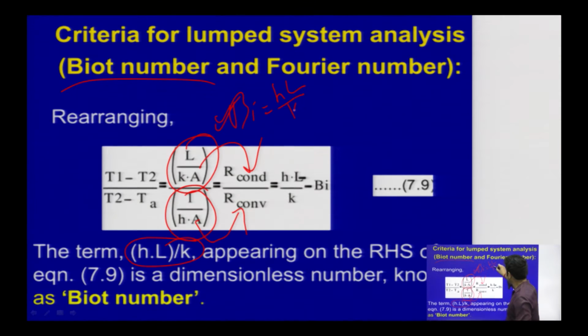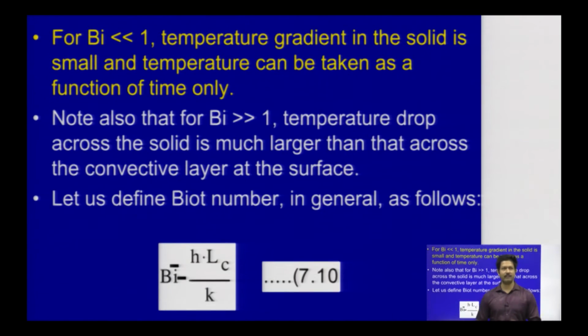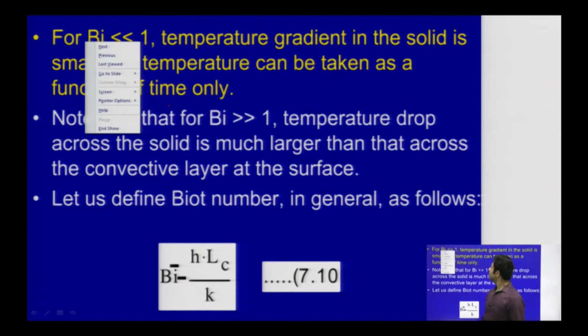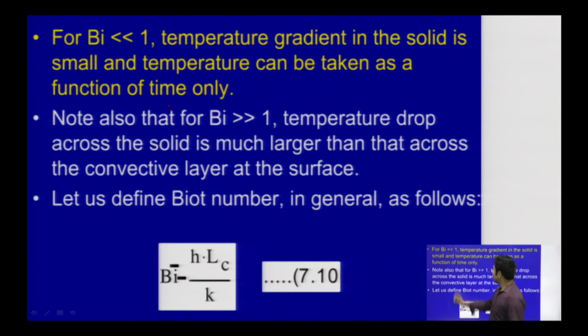The Biot number's formula is hL by k, and it is actually the ratio of thermal resistance of conduction to thermal resistance of convection. If the Biot number is less than 0.1, the temperature gradient in the solid is small, and temperature can be taken as a function of time only. So this is 0.1 actually. Okay. Now note also that for Biot number greater than 0.1, the temperature drop across the solid is much larger than that across the convective layer at the surface.